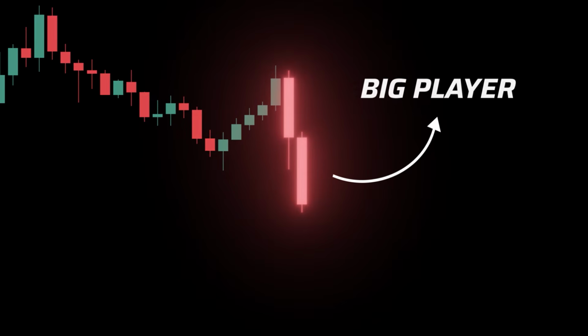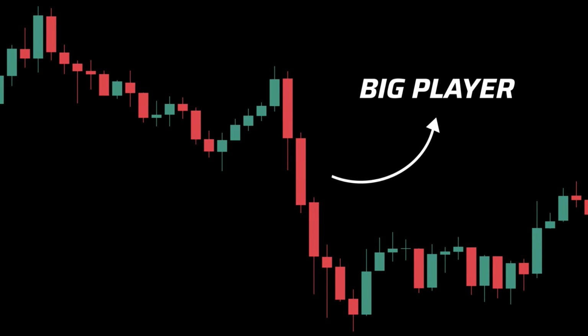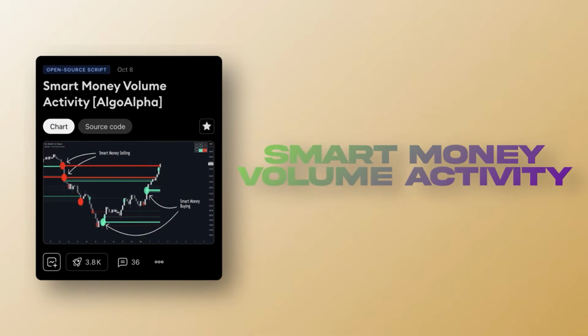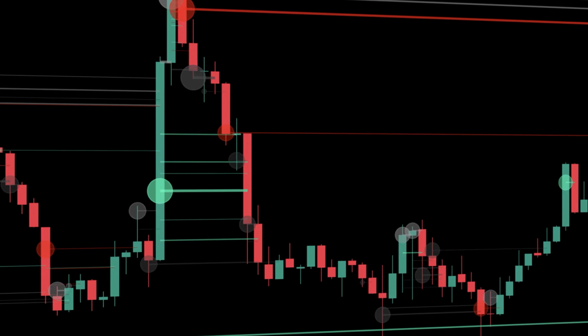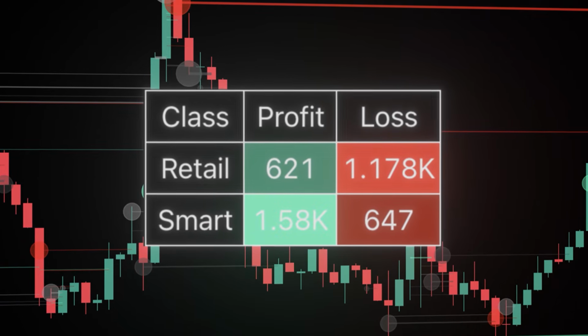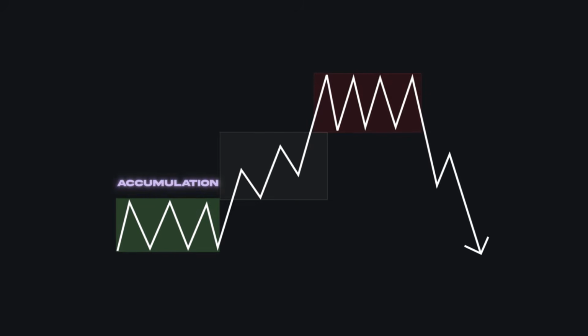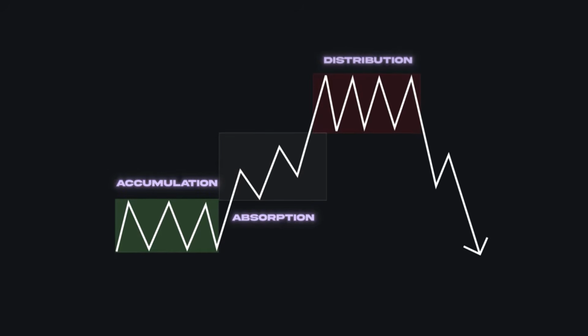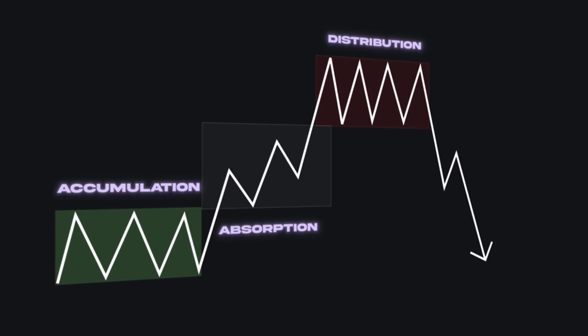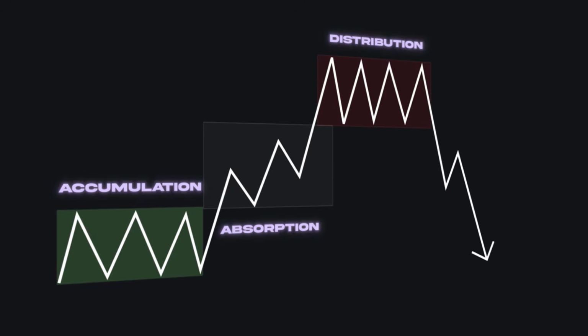Imagine seeing the exact bars where big players quietly absorb sell pressure or unload into strength before the move everyone else chases. That's the edge behind Smart Money Volume Activity by AlgoAlpha, an indicator that normalizes volume to the current regime and flags abnormal effort versus result, so you can spot accumulation, absorption, and distribution at real decision points. Instead of reacting to plain green or red volume bars, you're reacting to context.